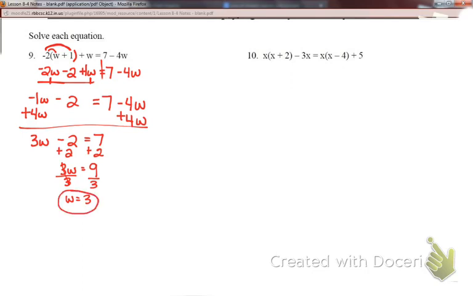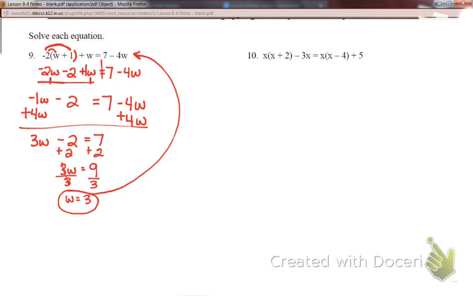W equals 3. Now, if you ever want to check your answer, you can always do that with equations. You would just substitute 3 into your original equation. You'd go all the way back here to your original equation and put a 3 in place of each w. And then you would just do the problem by following order of operations. All right, number 10.